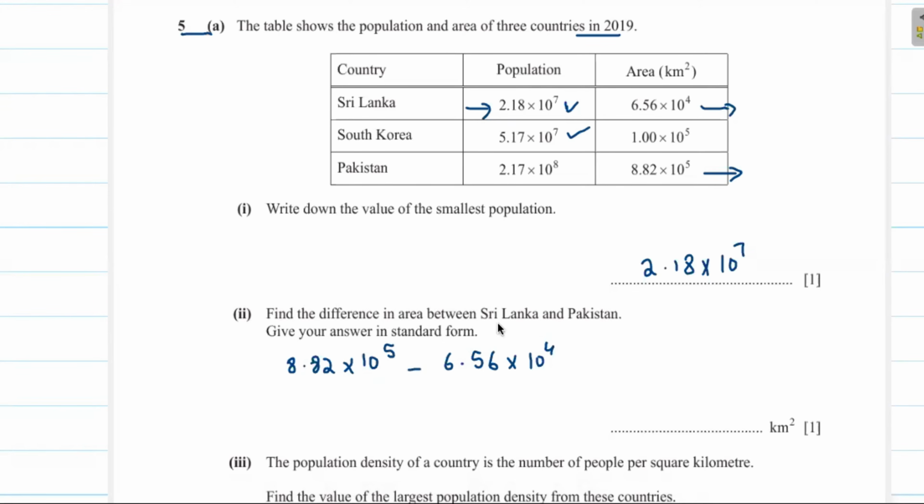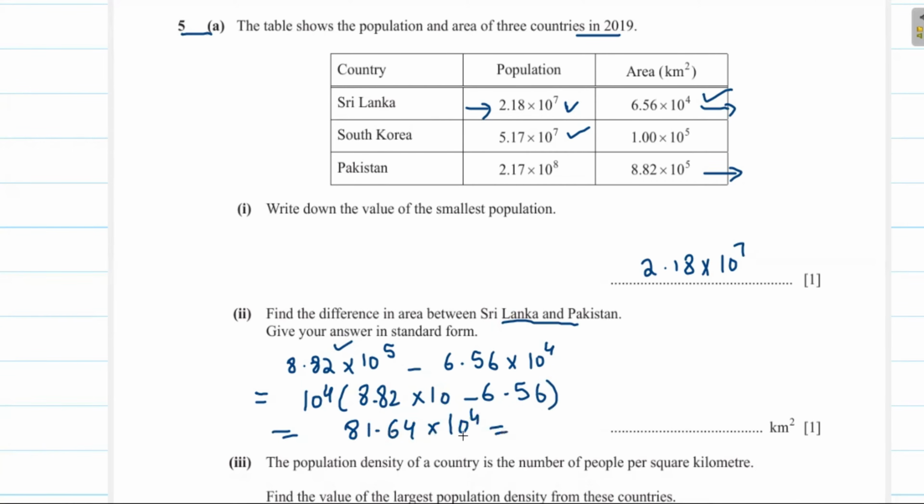Next is the difference in area between Sri Lanka and Pakistan. You see here, this is the Sri Lanka area and this is the Pakistan area. Firstly, we write the bigger value and then the smaller value, and we take the difference. We can write it with 10 power 4 taken as a common. That value becomes (8.82 times 10 minus 6.56). Now we get the value 81.64 multiplied by 10 power 4, and we shift the decimal from right to left, that's 8.164 into 10 power 4 plus 1. And we can write 8.16 multiplied by 10 power 5, and this is the answer.